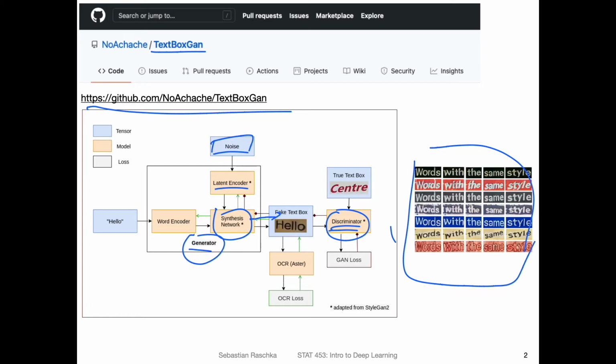And here, in addition to that, there is also the word encoder, which takes as input a word. This word will then be included in the output image. To ensure that this word is indeed included in the output image, there's also this OCR module, which will judge whether the text here resembles the text that was put in.